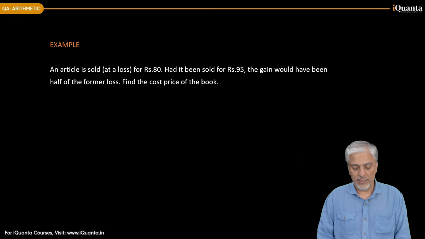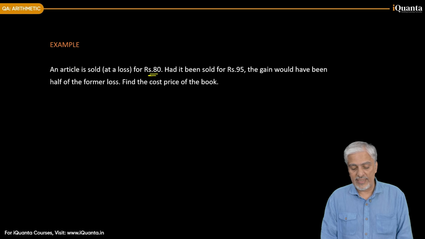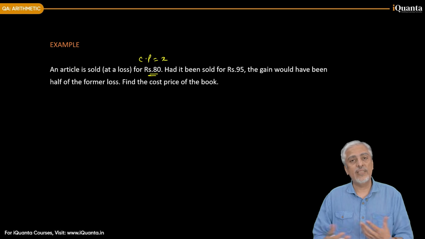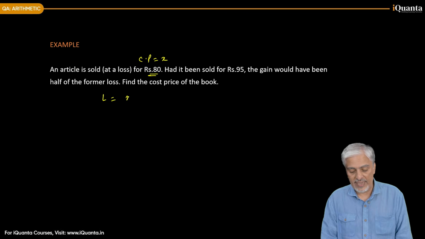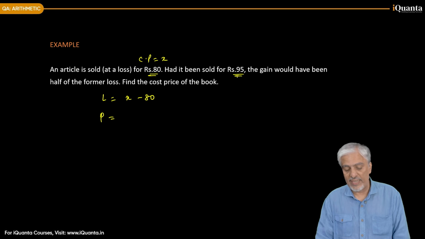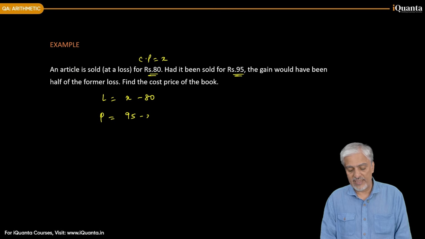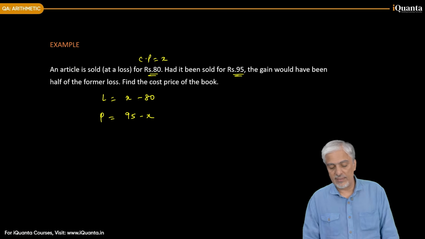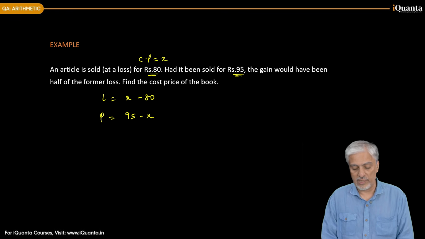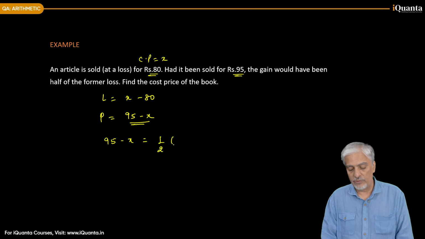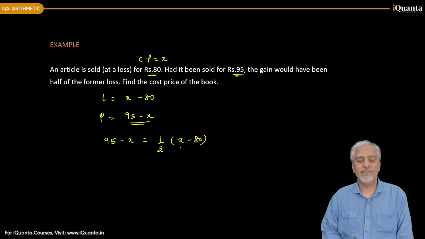Okay, pay attention carefully. When I'm selling for 80, my cost price, which is X, which I don't know, is more than 80. So my loss is X minus 80. But my gain or my profit when I'm selling for 95, my cost price is still X only. My profit will be 95 minus X. And the gain would be half of the former loss. So this gain is half of the former loss. Cross multiply and solve it out like an equation.